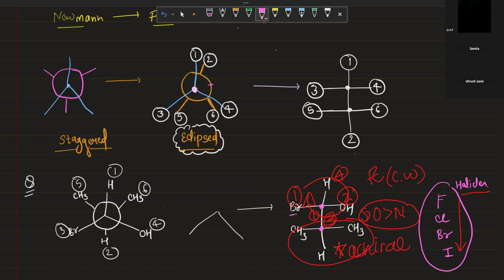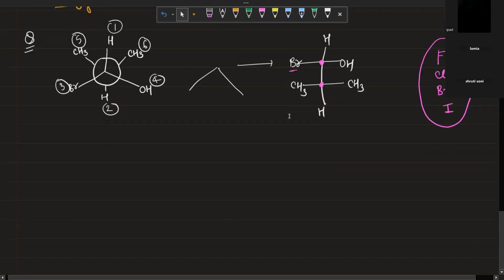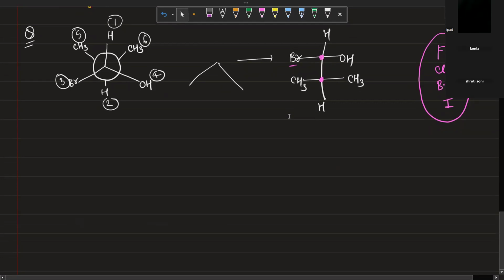Can I give you more examples? Yes, that would be great. Okay, so I'm giving you a slightly different example. In this example, you need to identify whether the given two Newman projections are enantiomers or diastereomers. Okay, let's start.